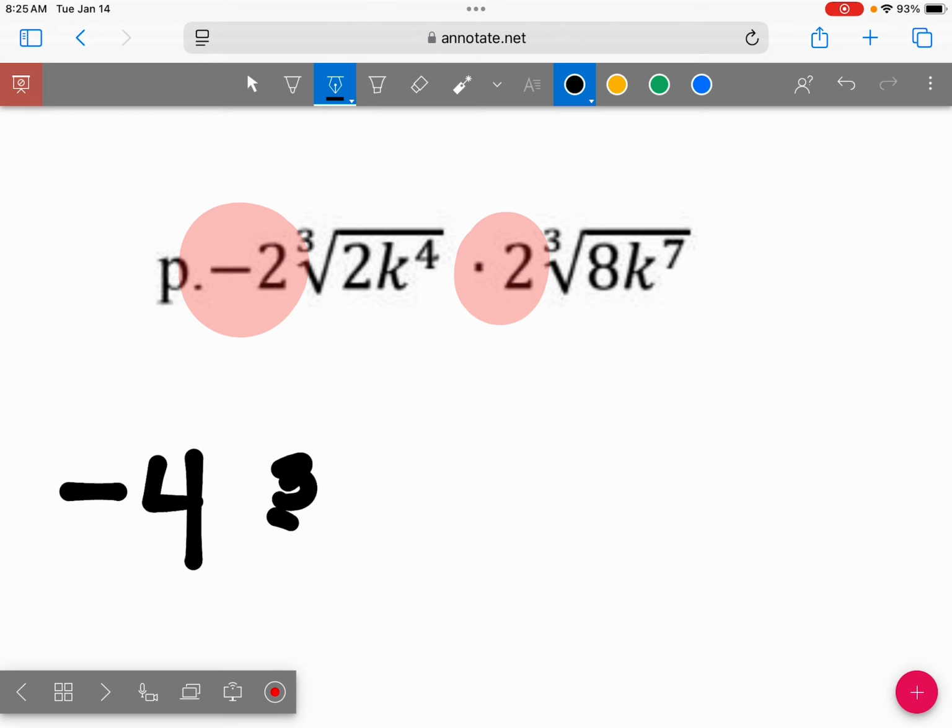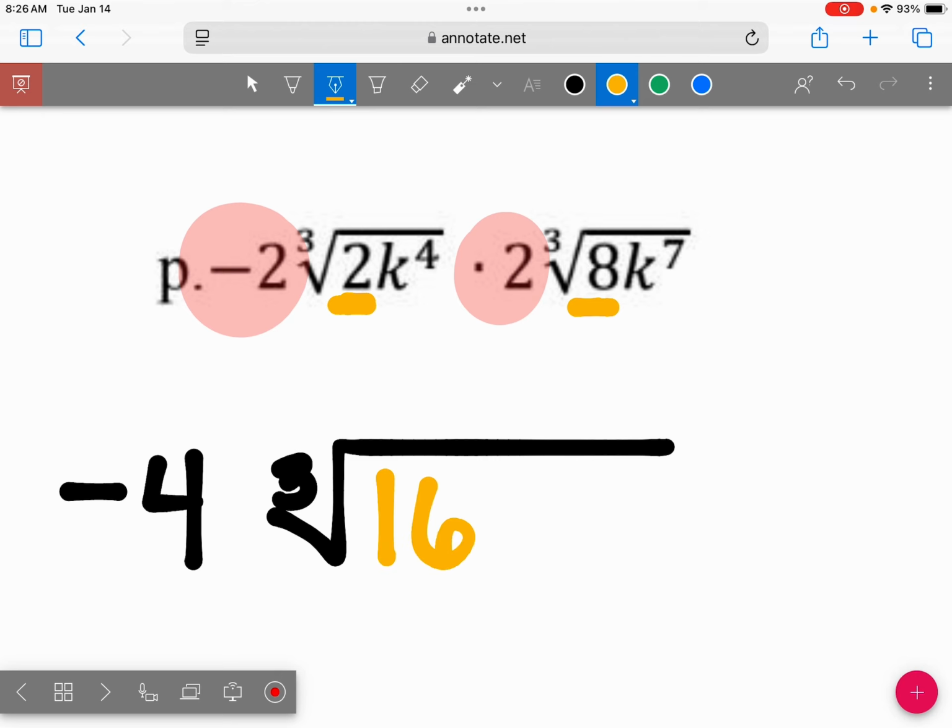Okay, now I'm going to make my radical. And then under the radical, I'm multiplying my numbers. That would be 2 times 8. So what is 2 times 8? Not 2 plus 8, but 2 times 8. 16. And now we're adding our variables.